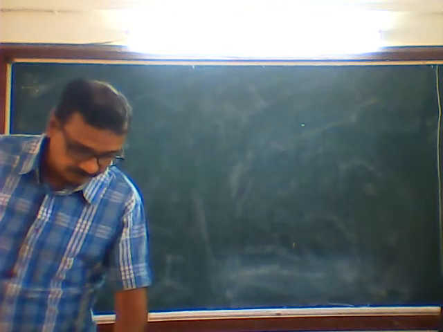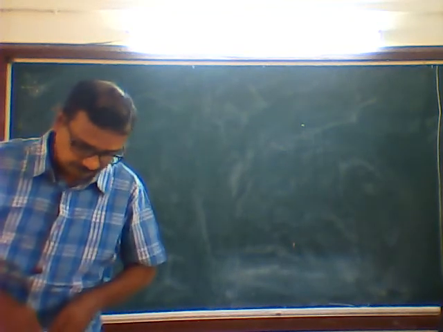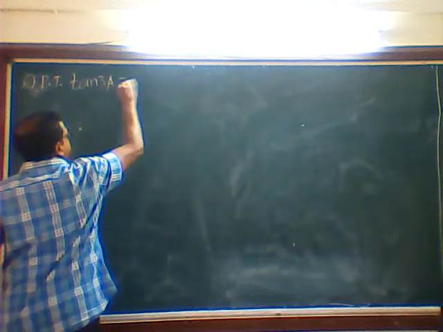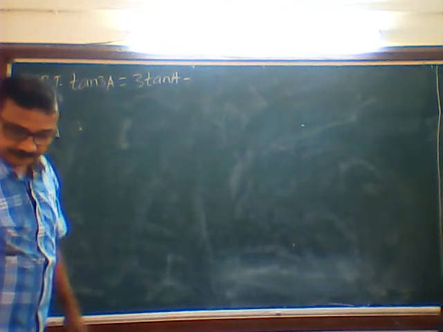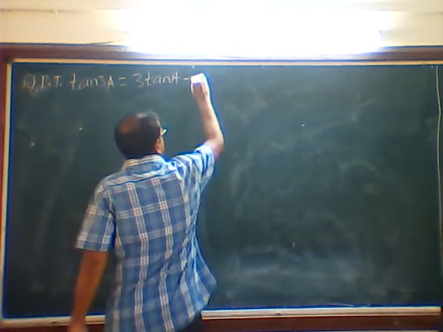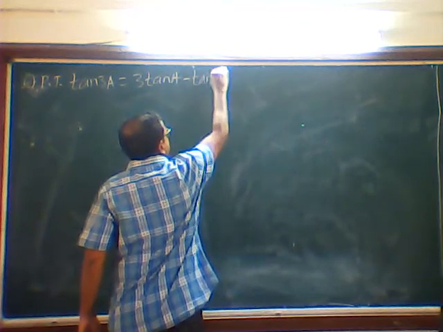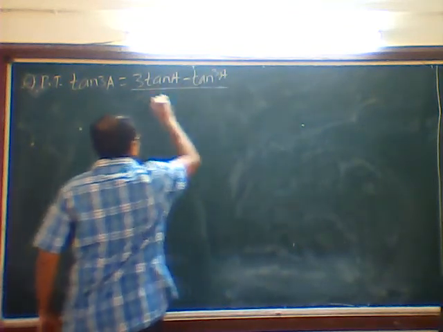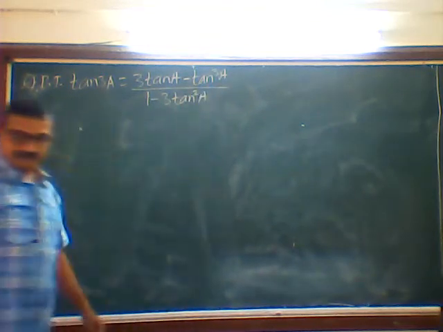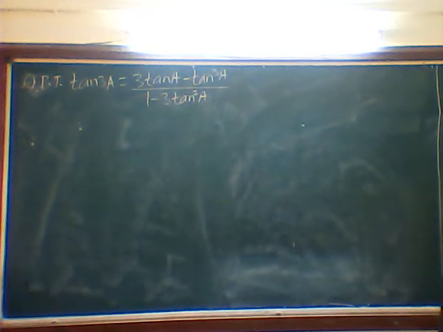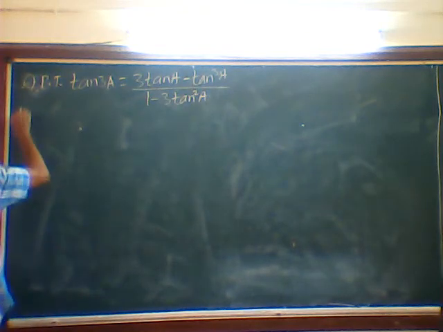Next one is the tan 3a formula. Tan 3a, the sixth one. Prove that tan 3a is 3 tan a minus tan cube a divided by 1 minus 3 tan square a. Okay, answer.